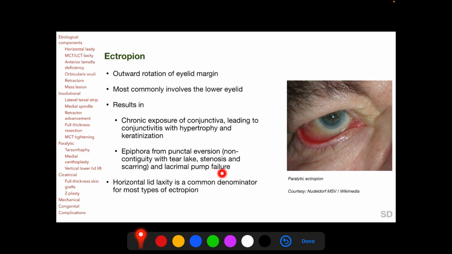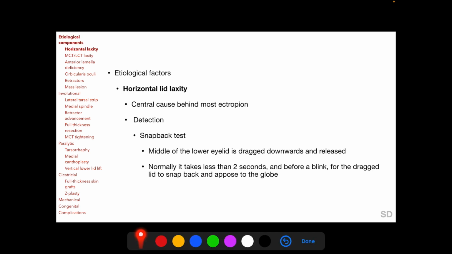Lacrimal pump failure occurs in 7th nerve palsy, one of the common causes of ectropion. Horizontal lid laxity, as we will be discussing, is a common denominator for most types of ectropion. Etiological factors causing ectropion include horizontal eyelid laxity, laxity of the medial canthal tendon and or lateral canthal tendon, deficiency of the anterior lamella of the eyelid, that is the skin and the orbicularis layer, orbicularis oculi weakness, retractor dehiscence or detachment, and mass lesions of the lower eyelid. We will be discussing each of these factors one by one.